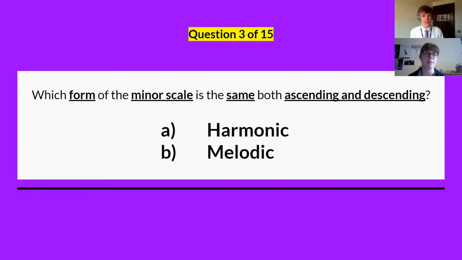Question number 3. Which form of the minor scale is the same both ascending and descending? Is it A, harmonic, or B, melodic? Try and remember which scale changes on its way down, because it's only one of them. That's your hint.